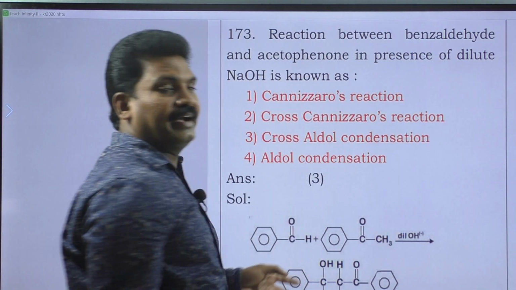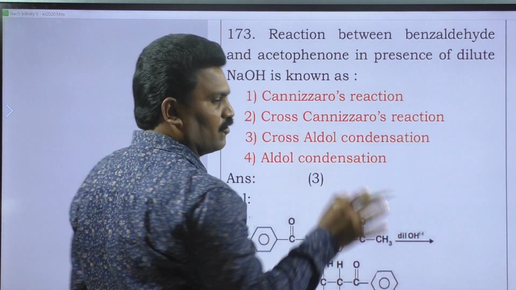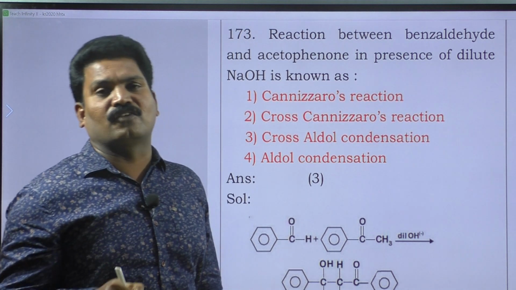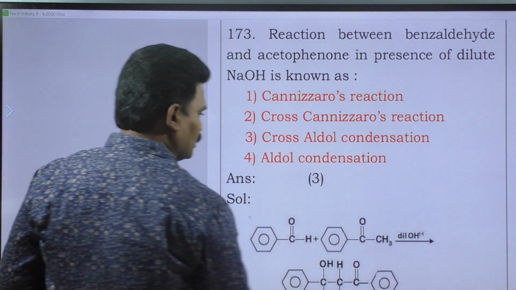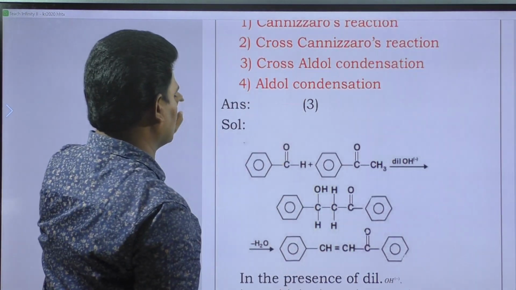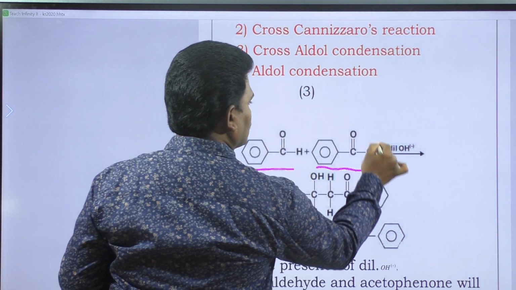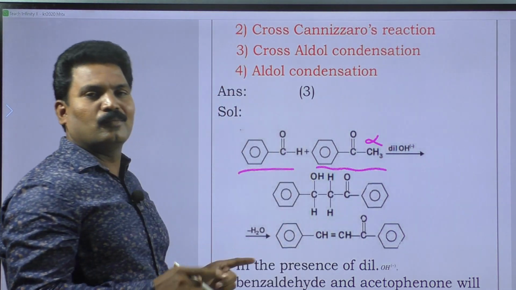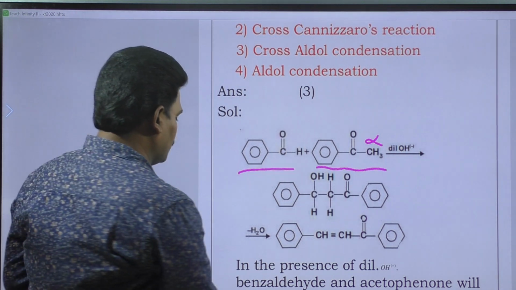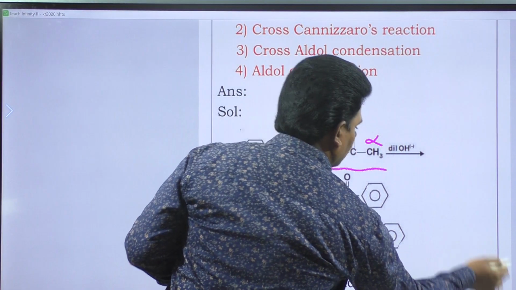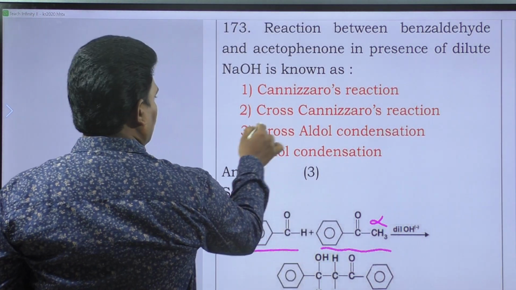Reaction of benzaldehyde and acetophenone in the presence of dilute NaOH. One has no alpha hydrogen, another possesses alpha hydrogen. Benzaldehyde has no alpha hydrogen, but acetophenone has alpha hydrogen. One molecule possesses alpha hydrogen, another molecule has no alpha hydrogen. So it is called crossed aldol condensation. So the option is 3, crossed aldol.